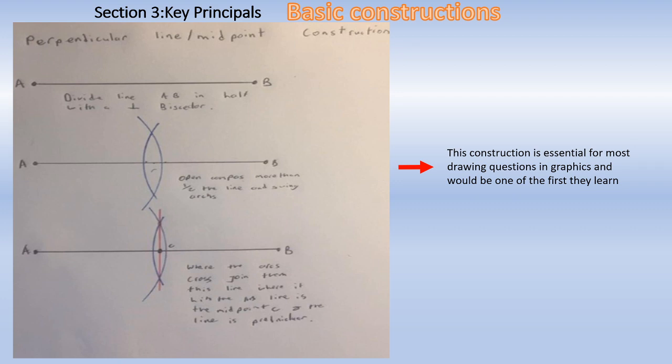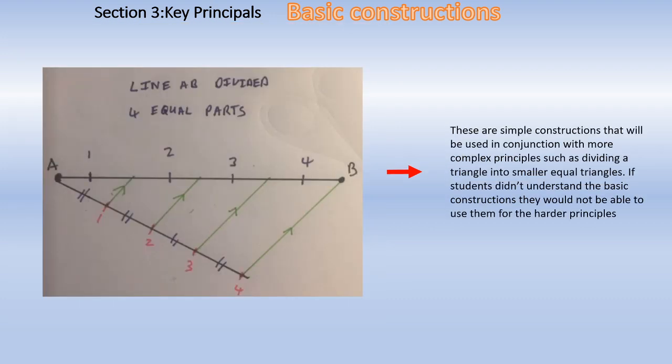join them, and where they cross the line AB, label that point C. Now, point C is the midpoint of the line AB, and that red line is a perpendicular line, perpendicular to AB. So this construction is essential for most drawing questions in graphics, and would be one of the first you'd learn in tech drawing, or if you only came into DCG you'd learn it in DCG.